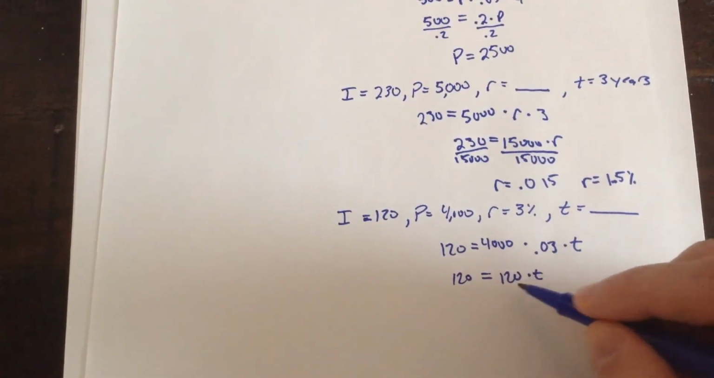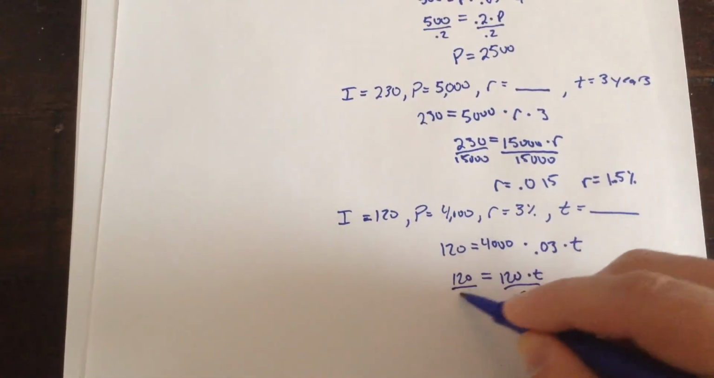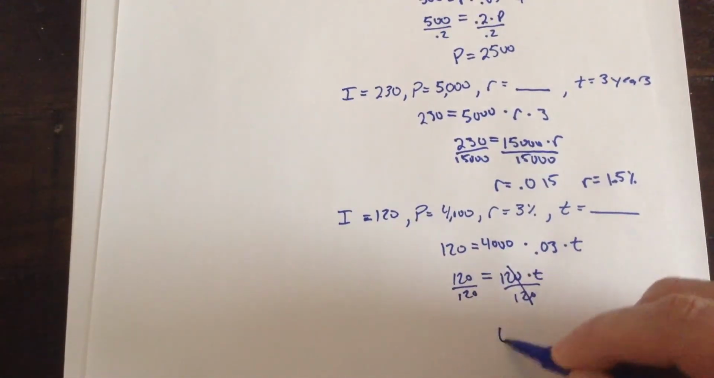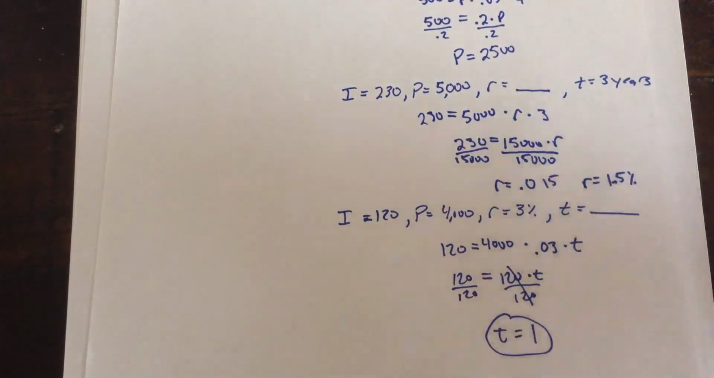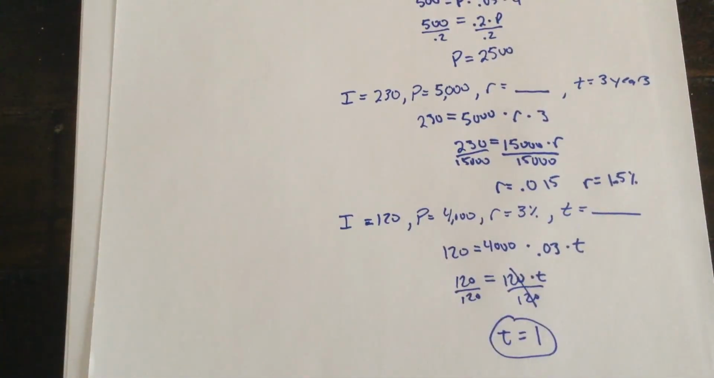Multiplication again, so I'm going to divide by 120. So time equals 1, so it's 1 year. Okay, so that walks you through the 4 different ways you could be asked to solve simple interest. There you go.